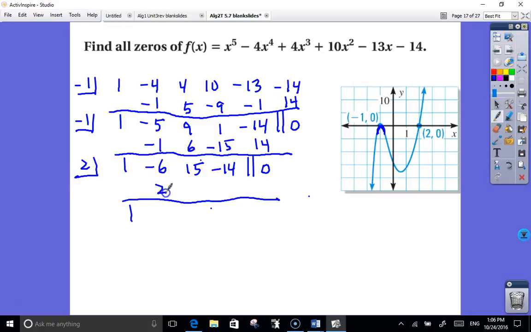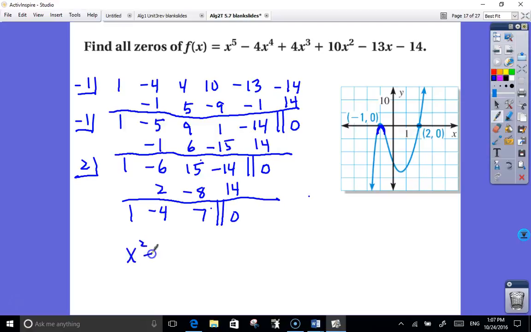2 times 1 is 2. 2 times negative 4 is negative 8. 2 times 7 is 14, 0. So we divided them out. Every time we got a remainder of 0, that's how you know that there was a 0. We went from a 5th degree polynomial to a 4th degree to a 3rd degree and finally to a quadratic.